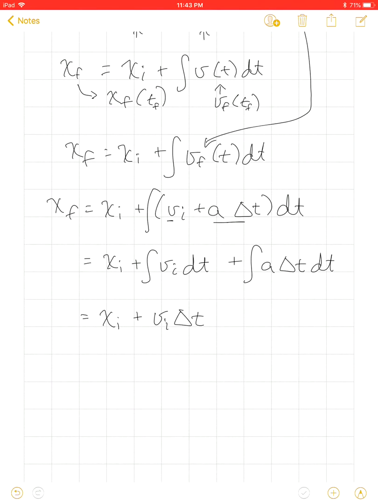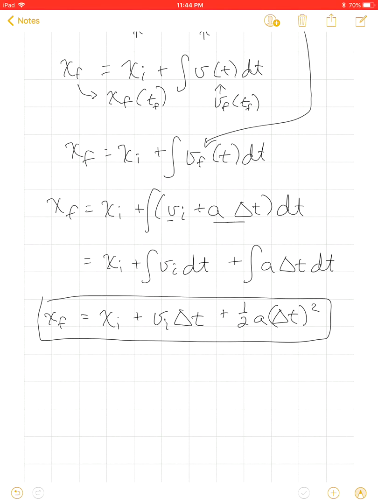And now I'm going to have to use my formula to do this, and we're going to treat delta t as if it's just a t. So when we do that and we integrate that term, we're going to have 1/2 a delta t squared. Okay, so the final position is equal to the initial position plus the initial velocity times the change in time plus 1/2 the acceleration times the time squared. Okay, this is our second kinematic equation.